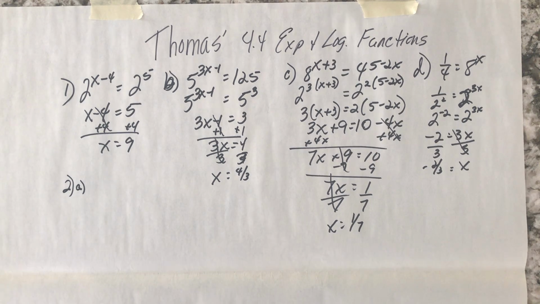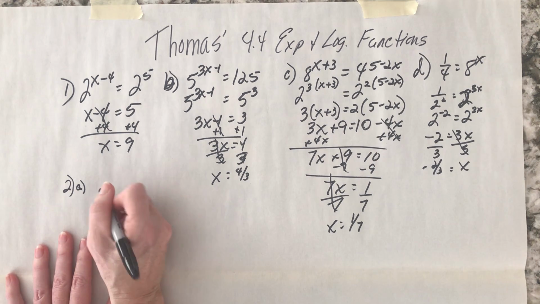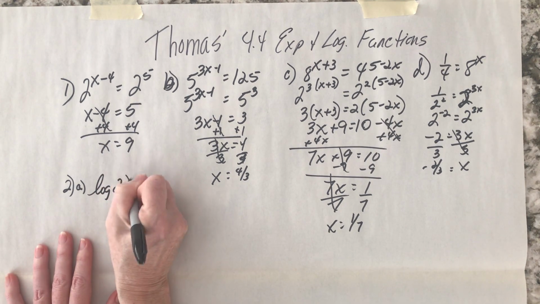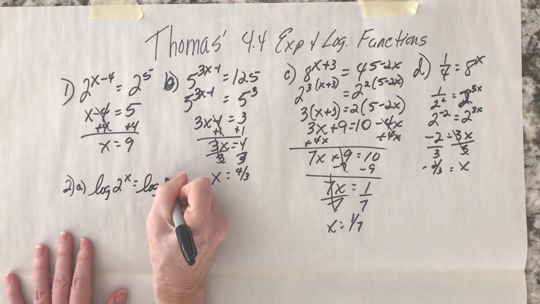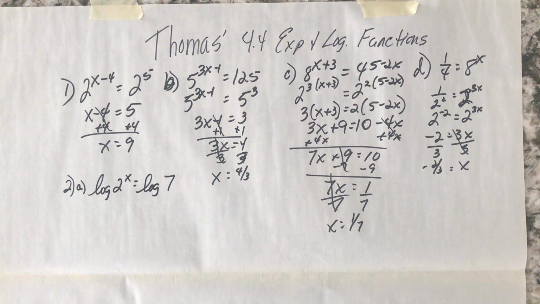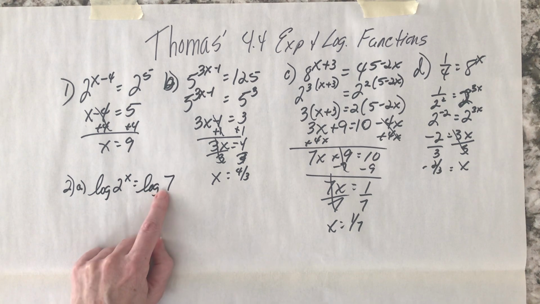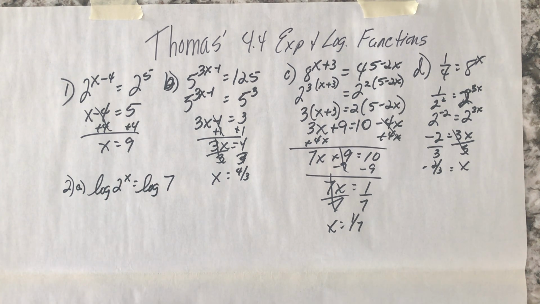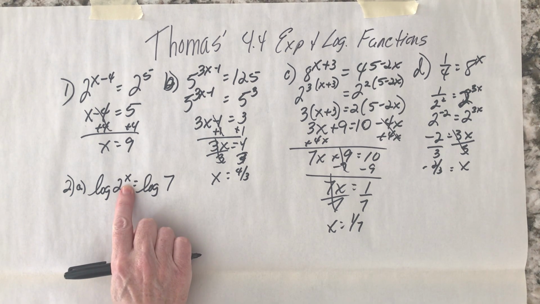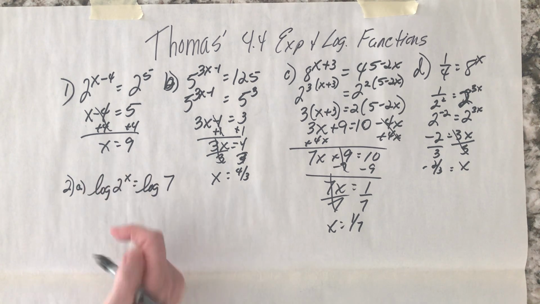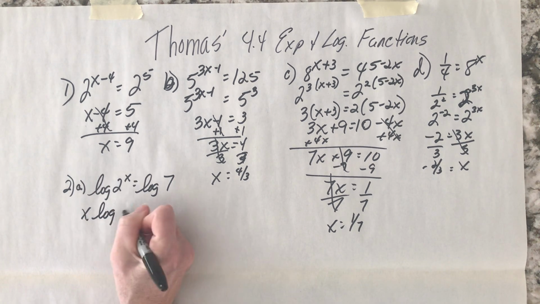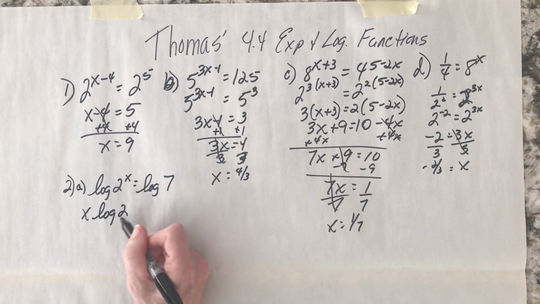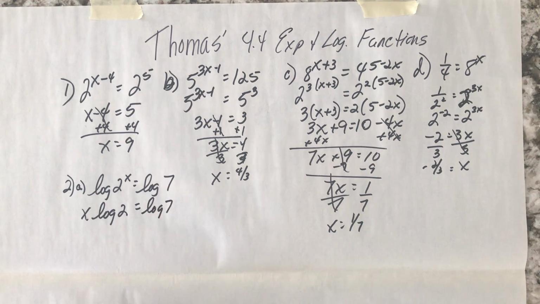So let's see what we got here. We've got log of 2 to the x power equals log of base 10, because it's a common logarithm, log of 7. Common logarithm of 2 to the x power equals a common logarithm of 7. So first thing you want to do, we're trying to get x by itself. Let's use the power property to send it to the front. X times the common log of 2 equals the common log of 7.